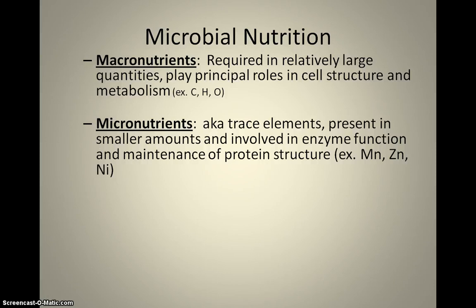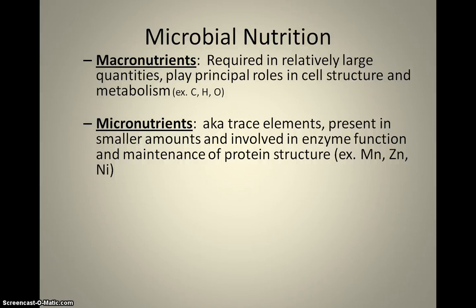So they are nutrients that make up cellular structures and play a principal role in metabolic function, or building amino acids or nucleic acids, or proteins, or all those things that you need in really large amounts. So that's stuff like carbon and hydrogen and oxygen.